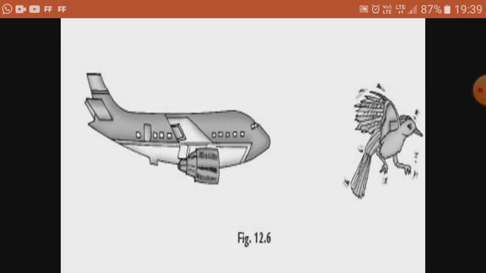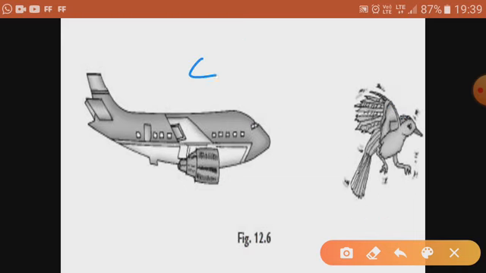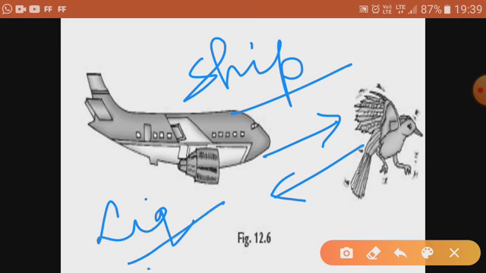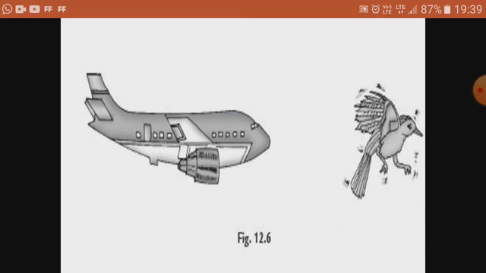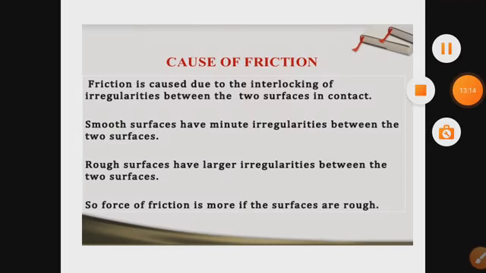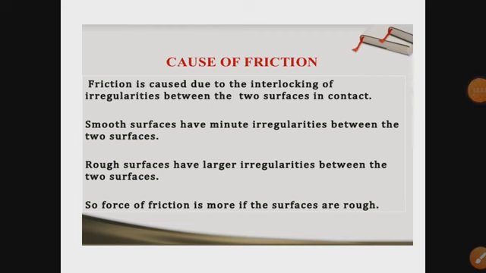Same way, if there is a boat or ship, when it moves ahead in the water, the liquid exerts some pressure, some friction from the opposite direction. That friction exerted from the opposite direction by the water or by the liquid is also fluid friction. So there are different types of friction. One is static friction we have studied, then we have sliding friction, rolling friction, and fluid friction.